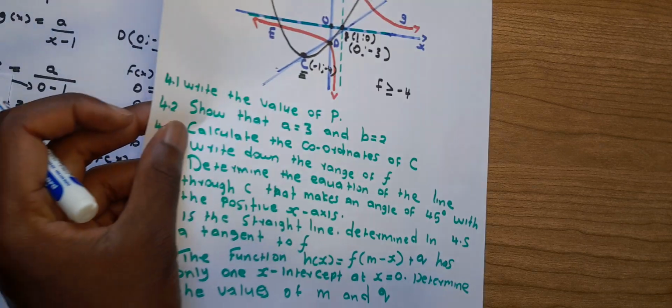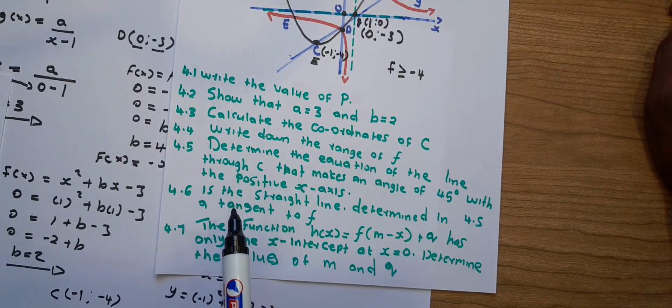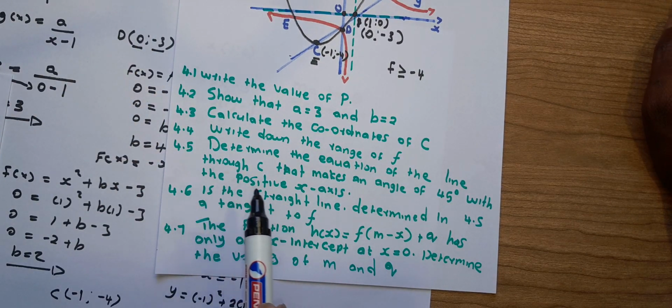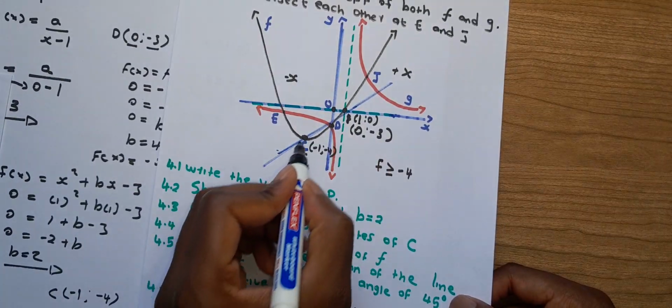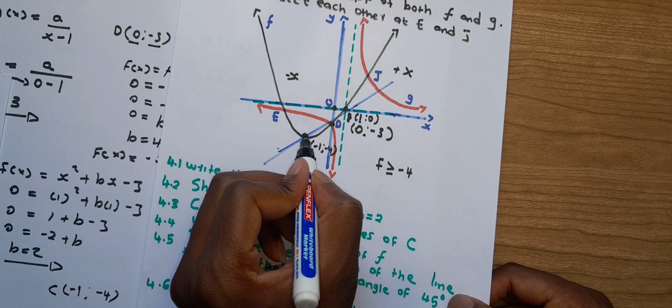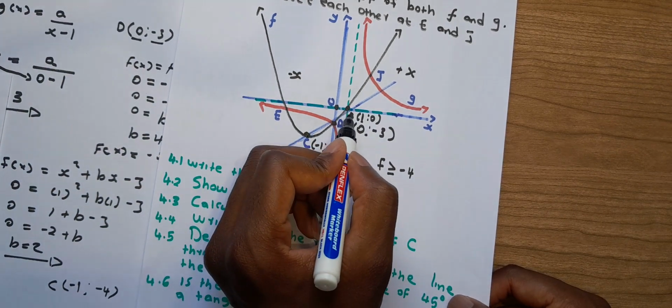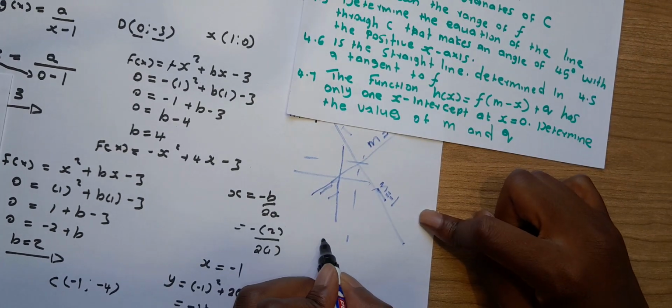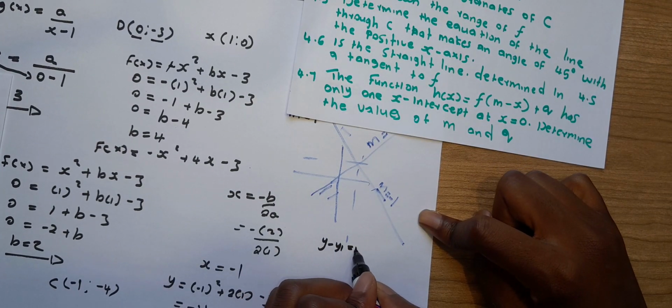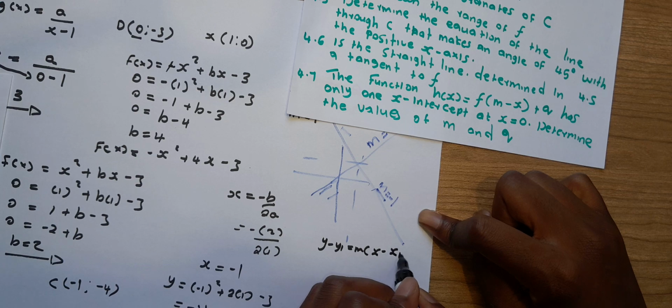Okay, so what are they saying? They are saying we need to determine this equation, right? We know that it is passing through C, and we also know that it is passing through this point. So let's try to find y minus y1 equals m(x minus x1).